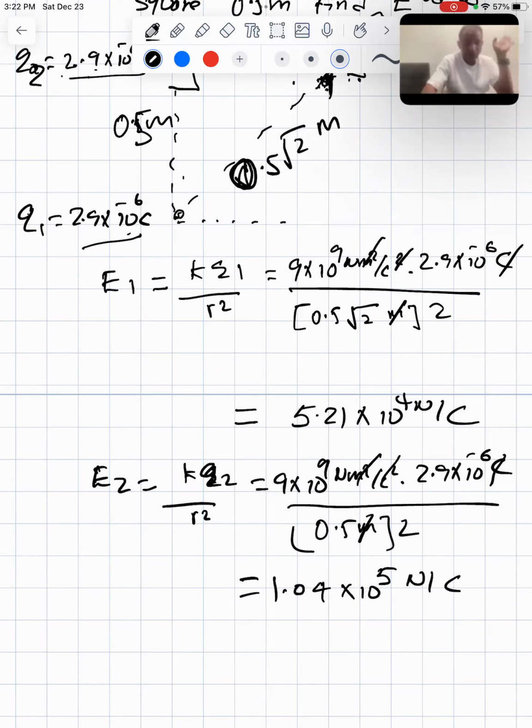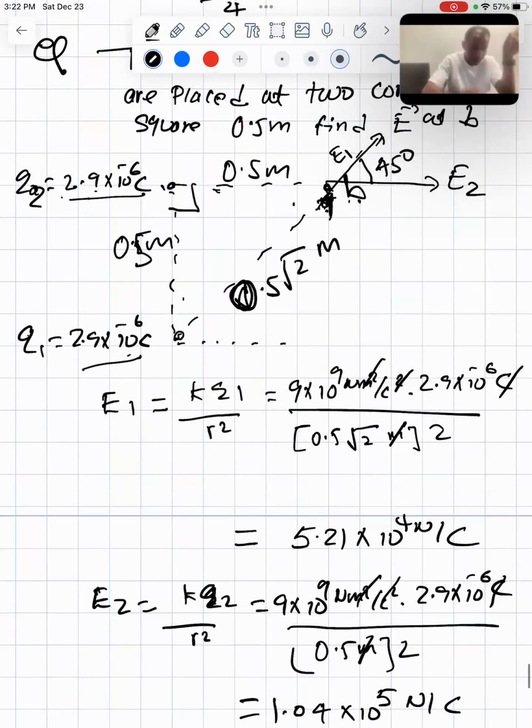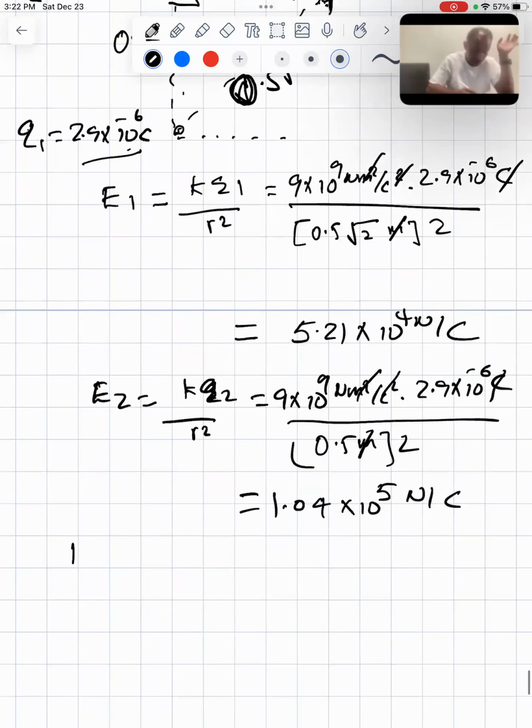Now, I have a problem, because E1 and E2 we cannot add directly. The net electric field is just E1 plus E2, but you cannot add these vectors together directly because they are not in the same direction. So you have to remember your mechanics class. From your mechanics class, you know that you cannot add these vectors directly.